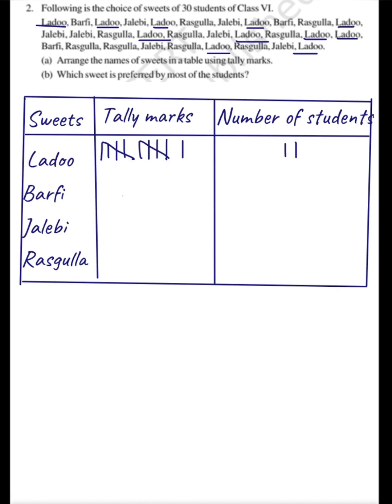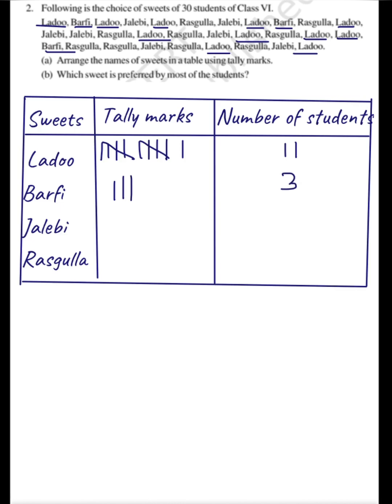Now the next sweet is burfi, and you have to count how many burfis there are. 1 2 3, only 3. So you have to mark it 1 2 3, and write here 3.